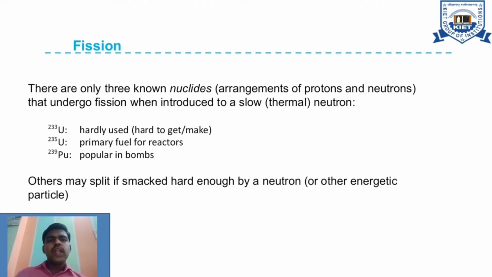What is fission? What is happening in the fission? There are only 3 known nuclides, that is, arrangements of protons and neutrons, that undergo fission when introduced to a slow thermal neutron. So look at the particles hardly used. Uranium 233 is hardly used, hard to make. At the same time, uranium 235 is the primary fuel for reactors, but also popular in bombs. Others may split if smacked hard enough by a neutron, but it doesn't matter what the energetic particle is. So that is the major reason they are mentioning this neutron.